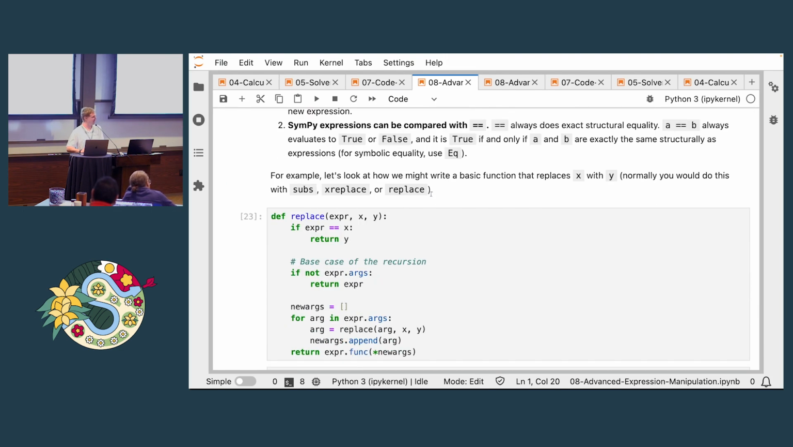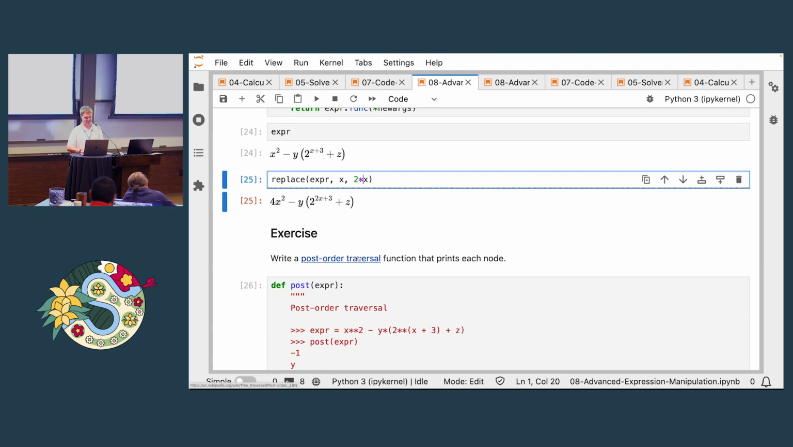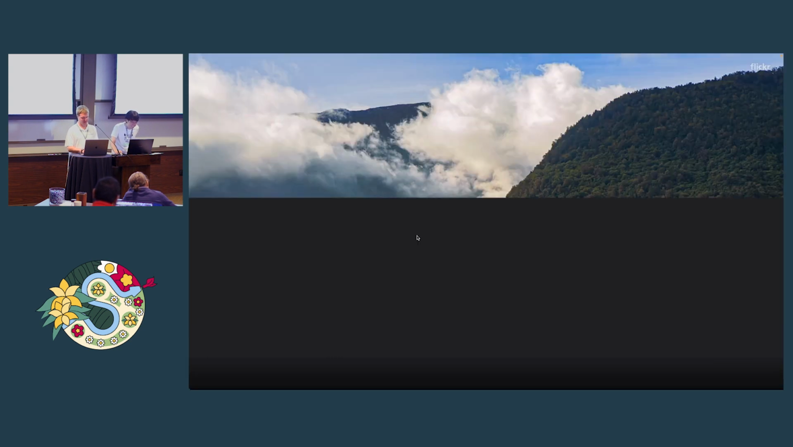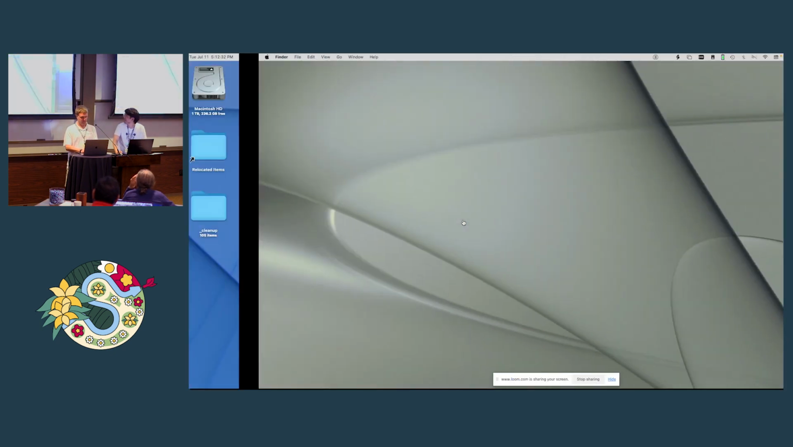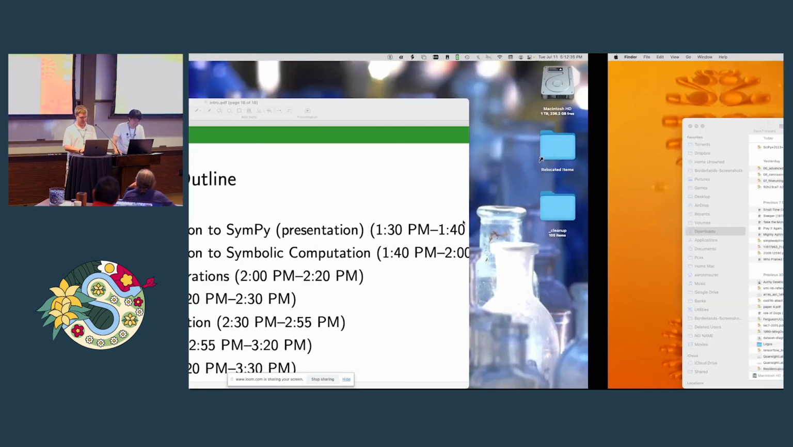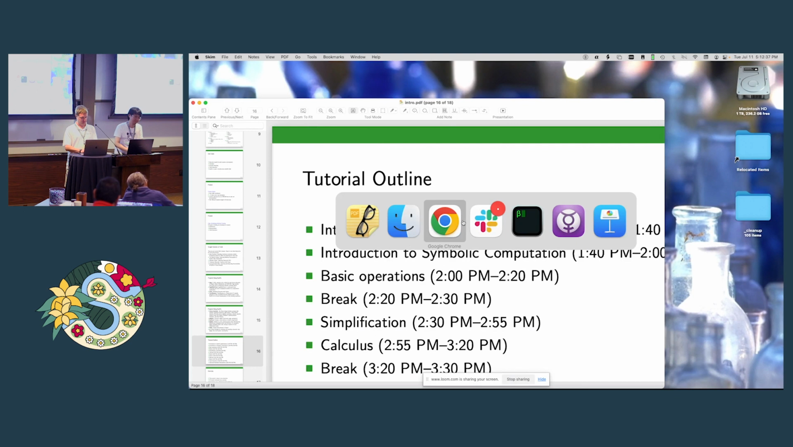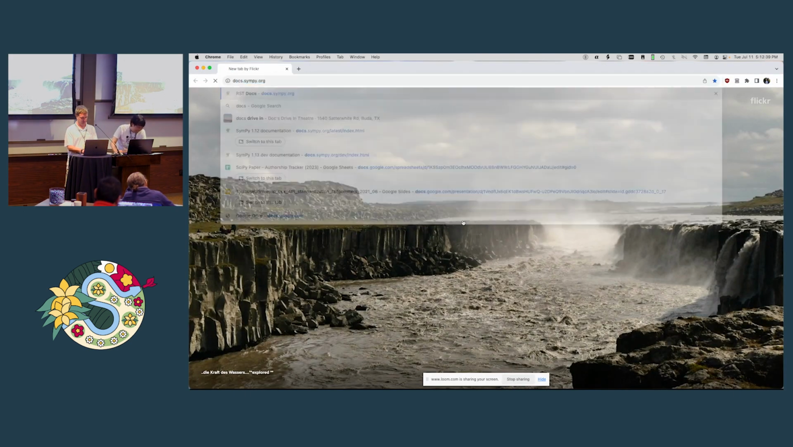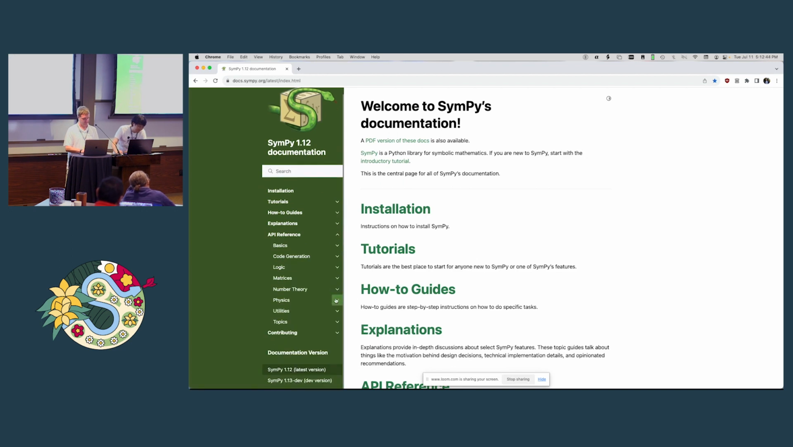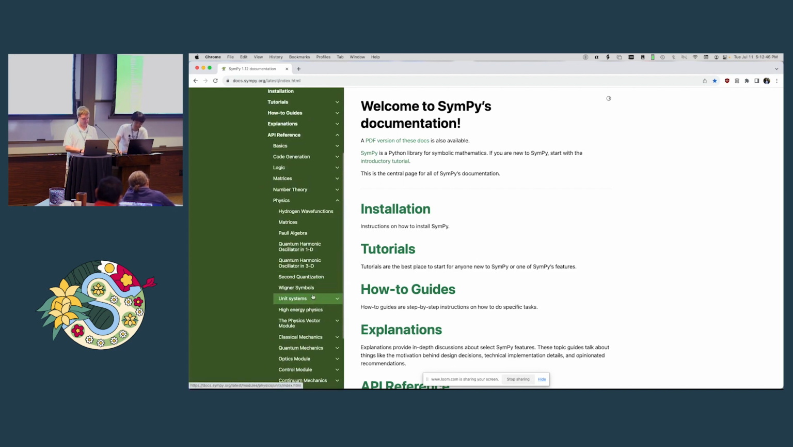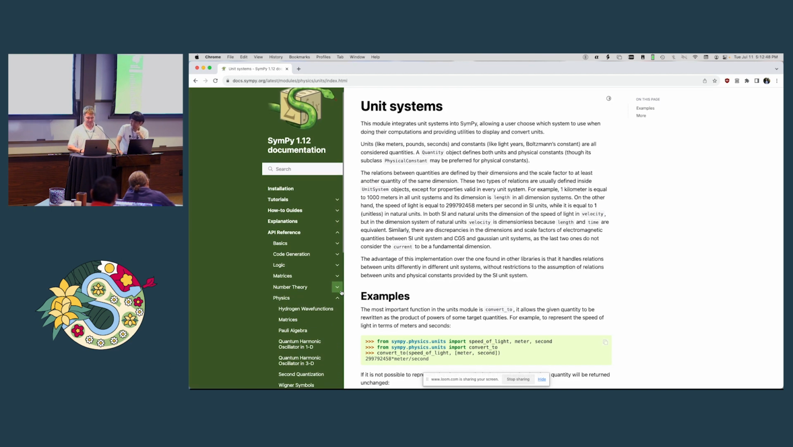Do you know anything about the unit systems module? I mean, I would probably just have to look up the documentation. Oh no, that's not what I wanted. Okay. I know how to get to the docs for it.